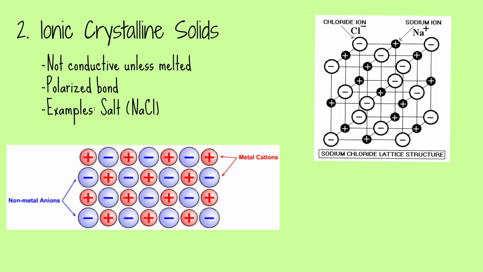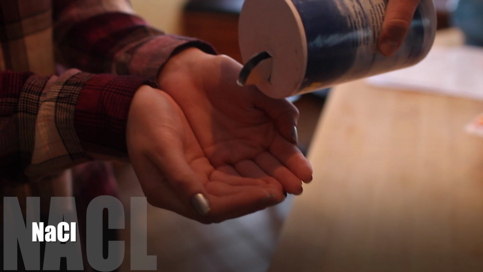Ionic crystalline solids are a lattice structure of alternating positive and negative atoms with strong polarized bonds holding the ions together. Therefore, they are non-conductive unless melted. They have strong ionic bonds and intermolecular forces and a high boiling point. For example, salts.